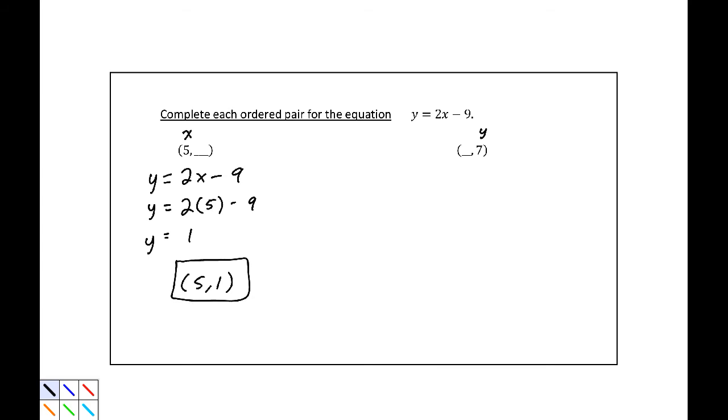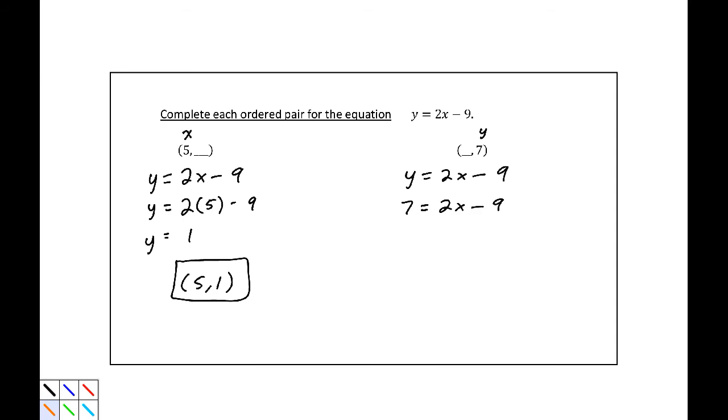For our second ordered pair, to complete that, we are given that our y value is 7. So we will replace the y component in that equation with 7. So we have the equation 7 equals 2x minus 9. Now this we'll have to solve. We cannot just evaluate. We'll have to solve.